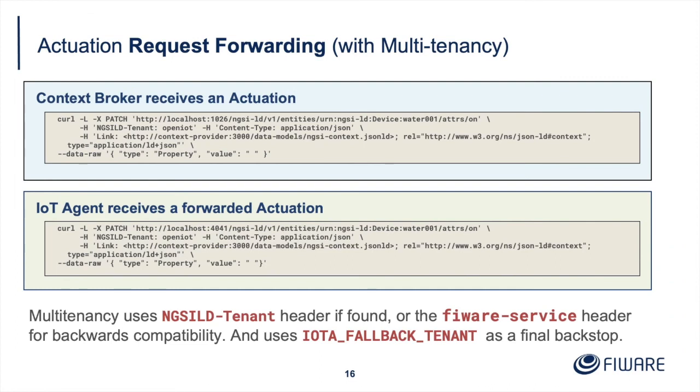So internally, all that's happening is that because I've set a C-source registration, I'm getting a forwarding. I'm forwarding the same request, as you can see, from the outside direct to the context broker into the IoT agent, and this uses this multi-tenancy NGSI-LD tenant inside it. If that's not found within the request, it will use the FIWARE service header, of course, but it also has got a backstop for that, the IoT agent fallback tenant.